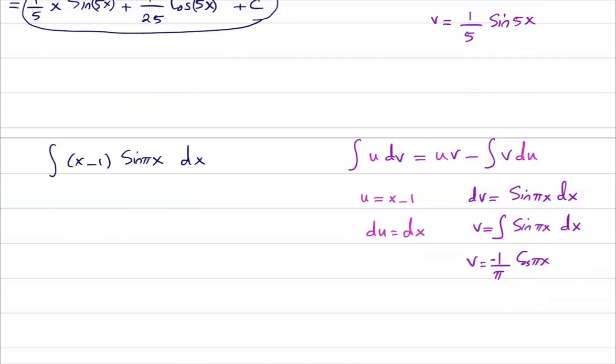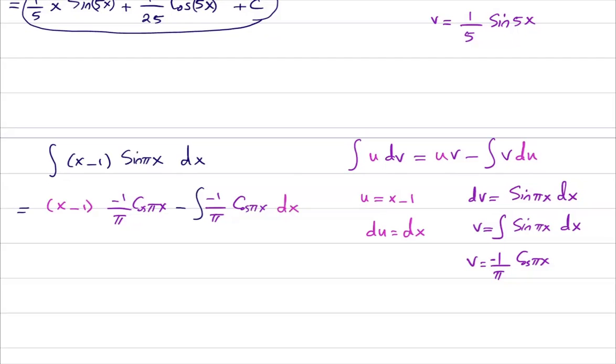So let us follow the formula. You have the integral of x minus 1 sine pi x dx, which now becomes uv, which is x minus 1 times v, which is negative 1 divided by pi of cosine pi x, minus the integral of v du, negative 1/pi cosine pi x dx. And dx and du are the same thing, so let me use the same color.